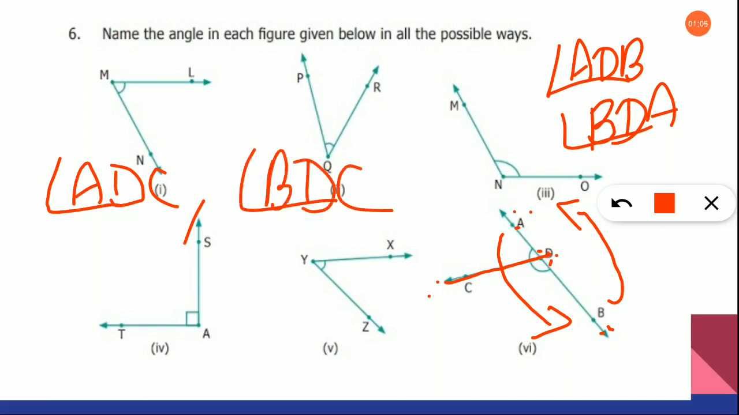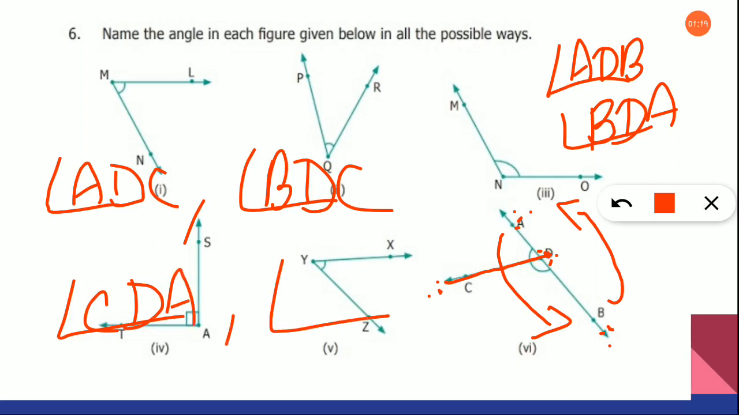Okay. And same way, shall we do it in the other direction, that is C, D and A. Same way C, D and B. C, D, A and C, D, B. So therefore there are 4 possible ways to name this angle. Okay. So for homework you will be doing all the 6 subdivisions.